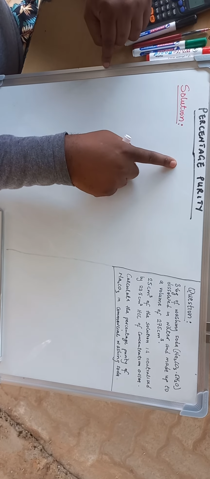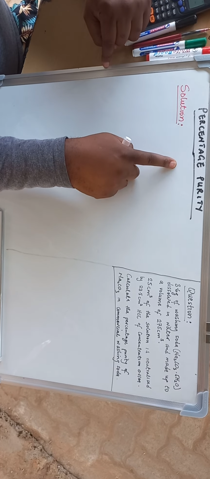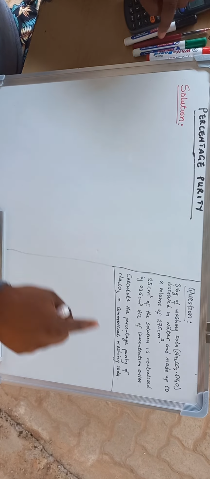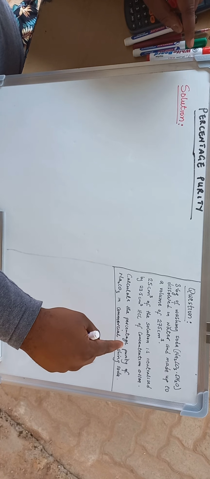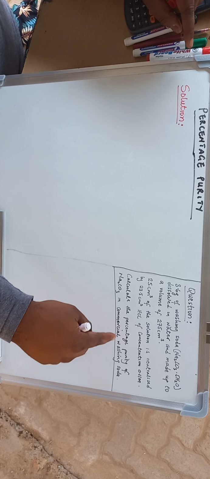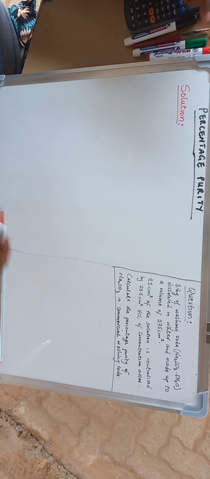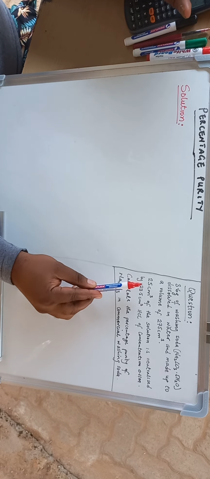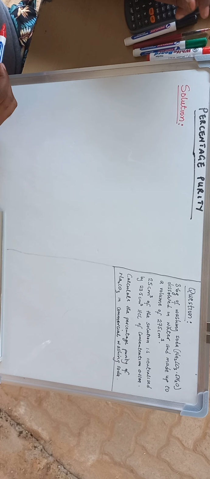Today, at the request of one of the members, I want to clarify the detailed calculation of percentage purity. I'm using this simple question as an example. We are given that 3.6 grams of washing soda was dissolved in water and made up to a certain volume. Then during titration, we get this figure from a titration.